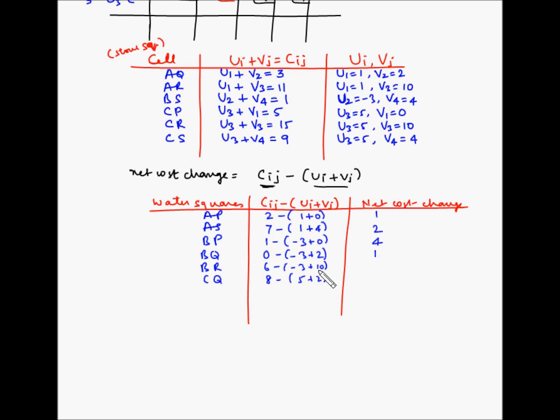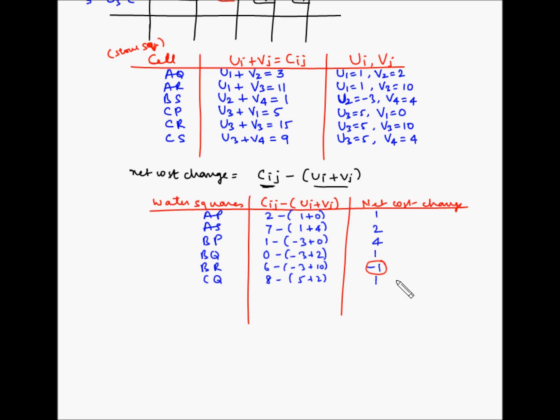Now let's calculate the bracket here first. So 10 minus 3 is 7. So 6 minus 7 is minus 1. In this case, 8 minus 7 is 1. So here we still have a square BR which has a negative net cost change. This means that the optimal solution has not been reached.